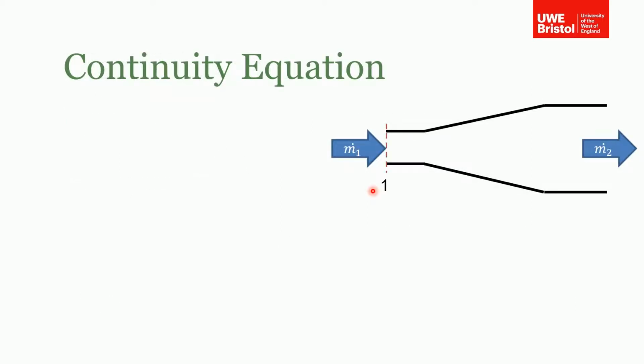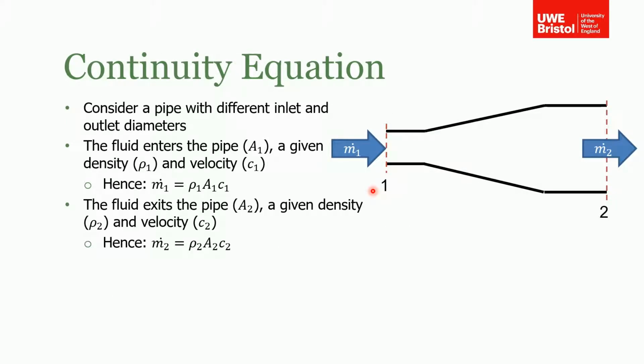So this leads us neatly onto the continuity equation. If we consider this pipe, which has an inlet, plane 1, we can see that this diameter is smaller than the diameter at the exit of our pipe at plane 2. And there's a gradual increase in diameter between the two.